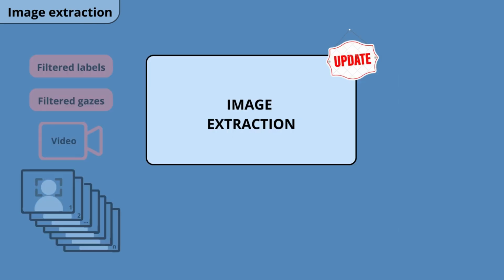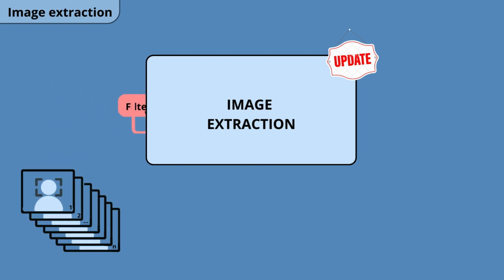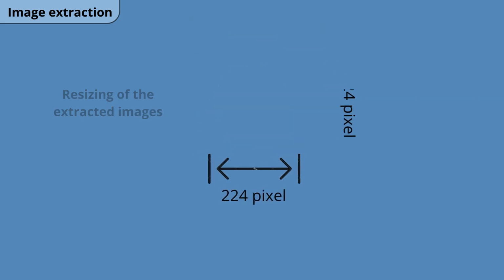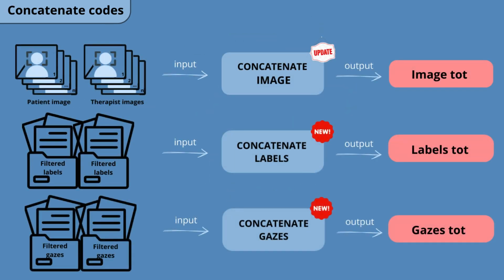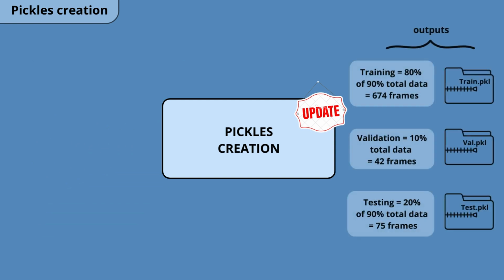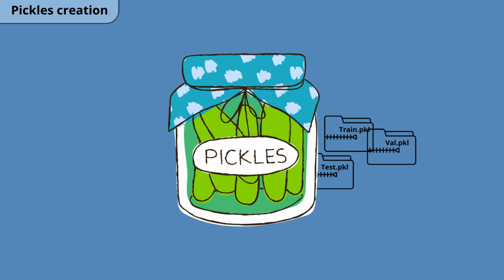Then from each video, we extracted the images of the bounding boxes effectively corresponding to the filtered frames, and then we resized them according to the requirements of the neural network. Next, we created 3 codes to concatenate the images, labels, and gaze data to create 3 unique datasets. Using the pickle creation code, the concatenated data were segmented into 3 subsections: training, validation, and testing. From this, we obtained 3 pickles composed of balanced data that will be used to run the neural network. It's important to underline that the low amount of data obtained in this step can affect our final results.